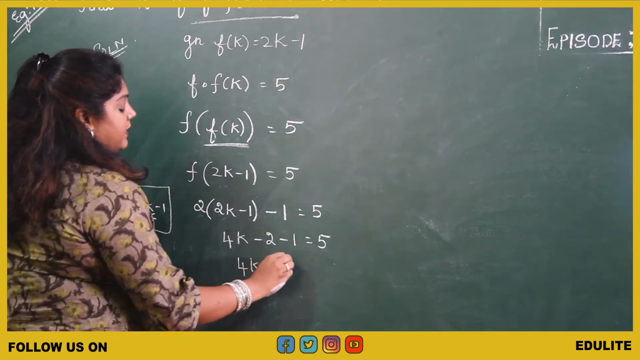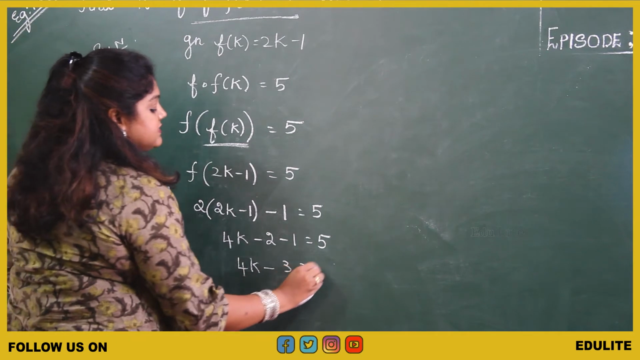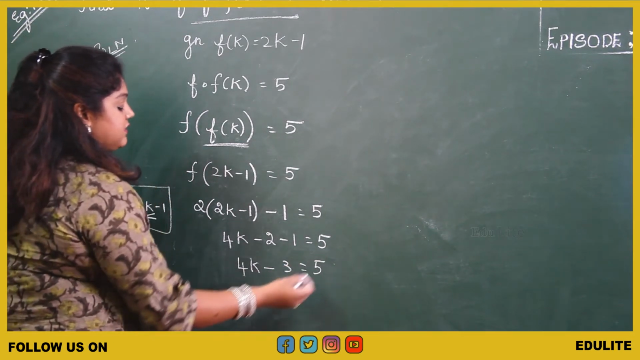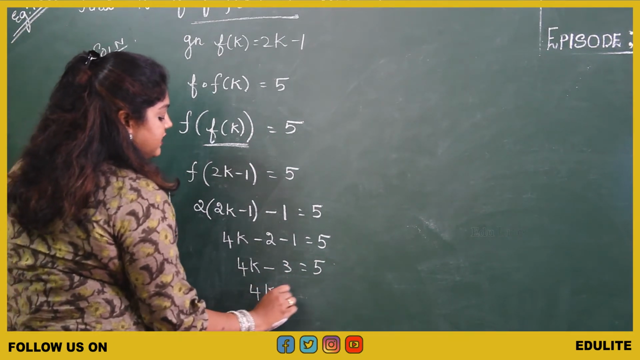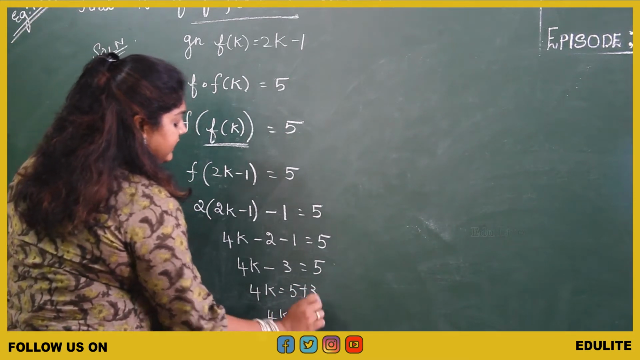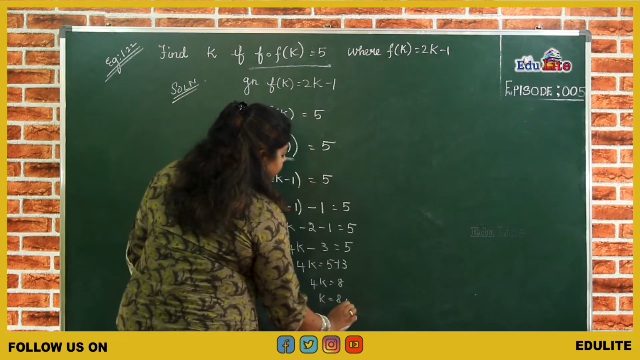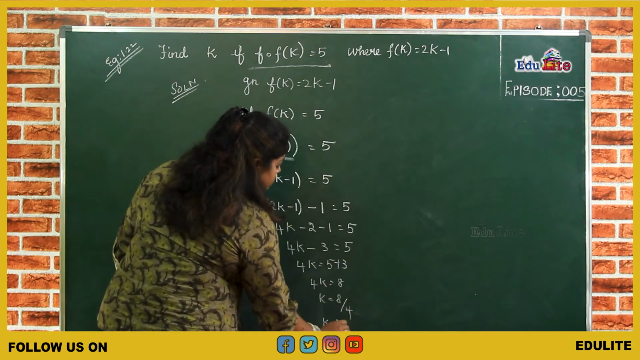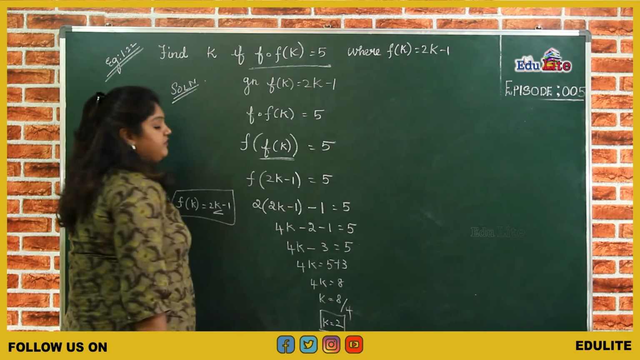4k minus 3, minus 2 minus 1 is minus 3, which is equal to 5. Minus 3, if it goes to the other side, it will become plus 3. 5 plus 3, 4k equals 8, k equals 8 by 4, k equals 2. Thus we found the value of k.